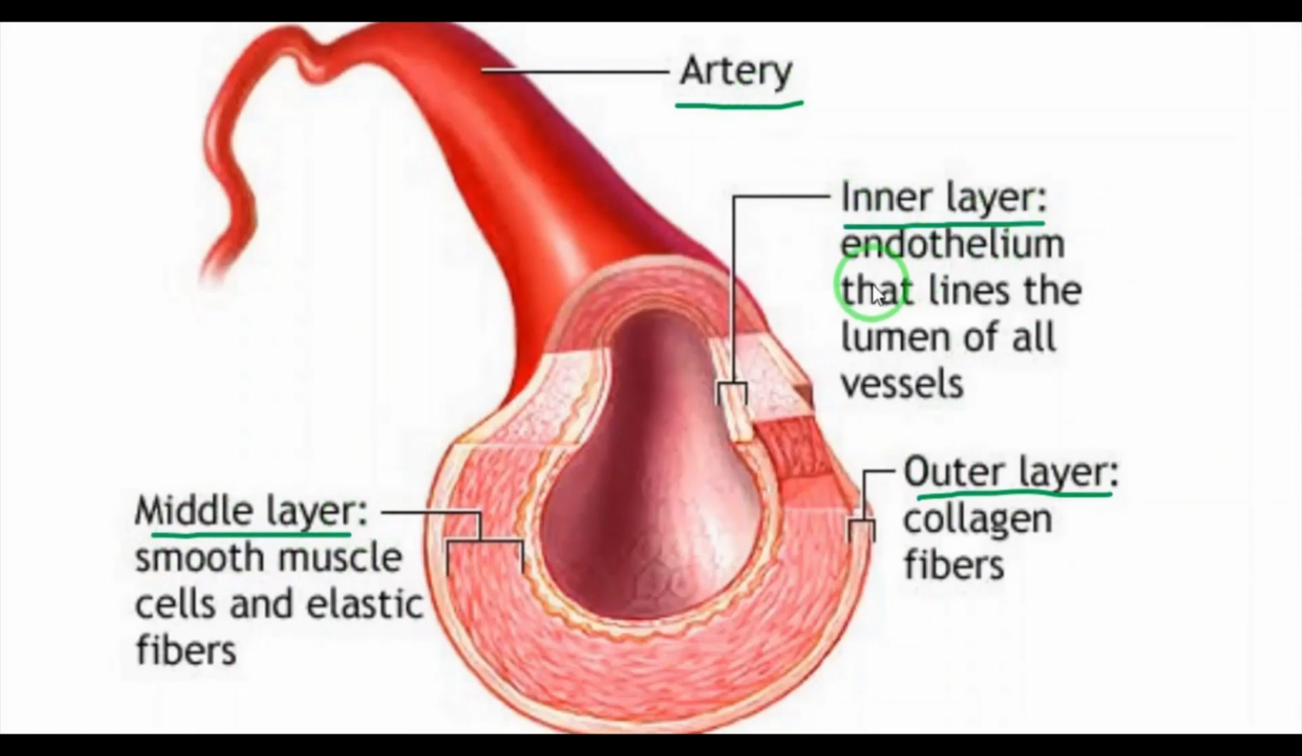Inner layer is made up of endothelium. Outer layer is collagen fibers. Middle layer is smooth muscle. This is the middle layer, this is the outer layer and this is the inner layer. Okay, so this area, the cavity, that is the lumen. Lumen means cavity. Okay, so this outer layer is very thick. Outermost layer is very thick. So these arteries are thick and elastic vessels.